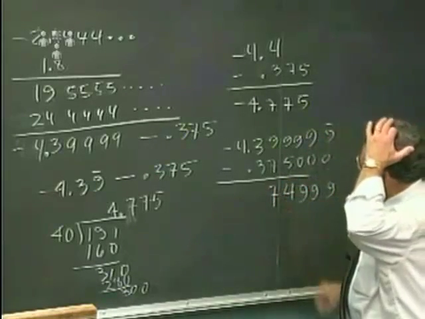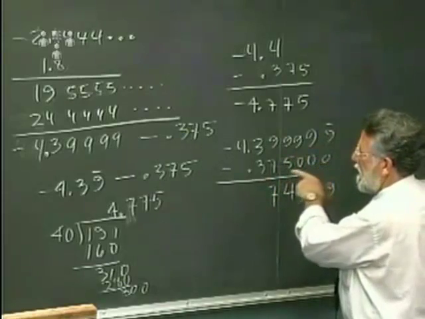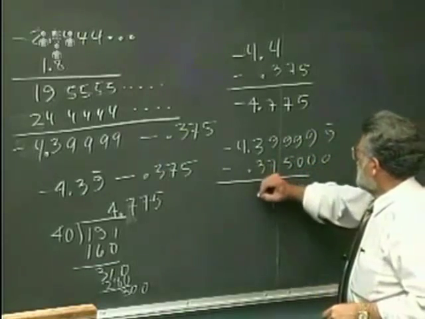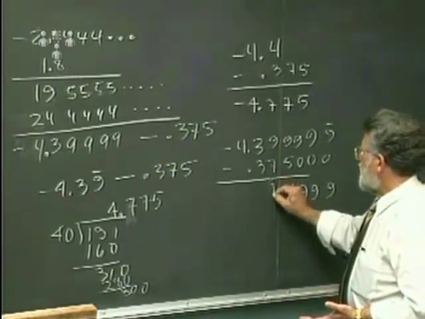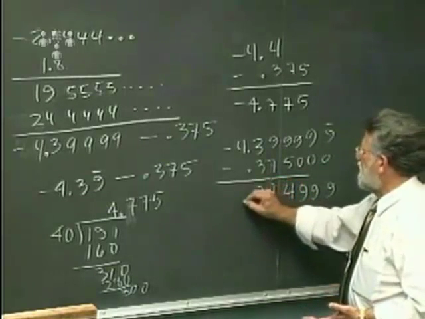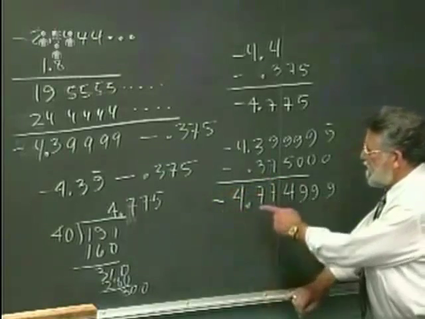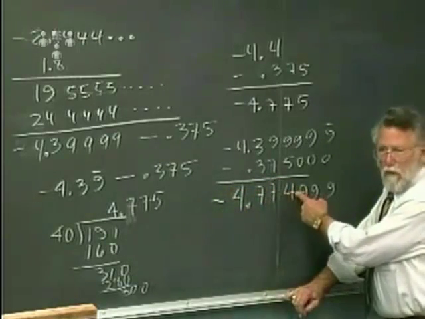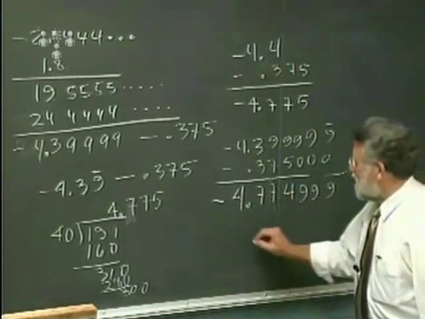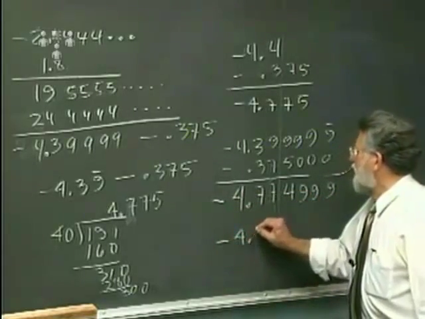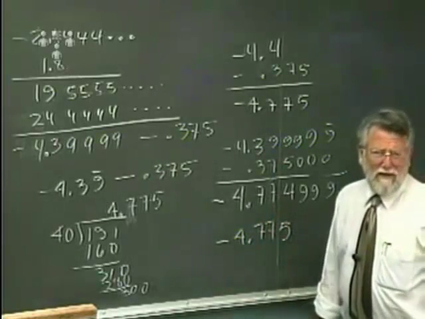Okay, just a moment. What am I doing? I had a 4, 3, 9, 9, 9, and a 3, 7, 5. That's becoming the 7. That becomes the 7. This becomes the 4. We're there. And this is negative 4.774, 9s forever, which is the infinite decimal expansion for negative 4.775. Good grief.